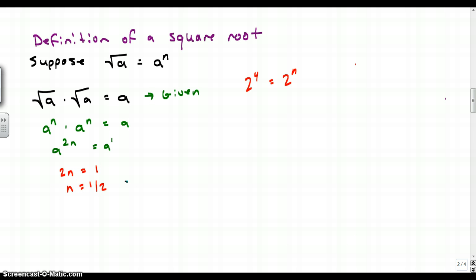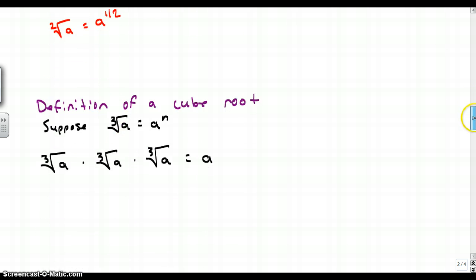So what does that mean? That means that the square root of a equals a to the 1/2 power. And if you want to write this 2 here as the index, you can, just so you can see the relationship. The square root of a equals a to the 1/2 power. If you think you're okay with this, you can skip the next example, but we're going to go over the definition of a cubed root.